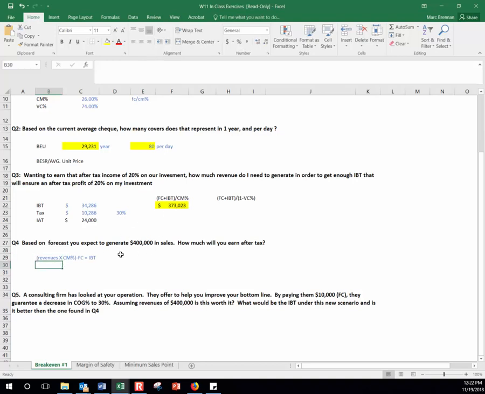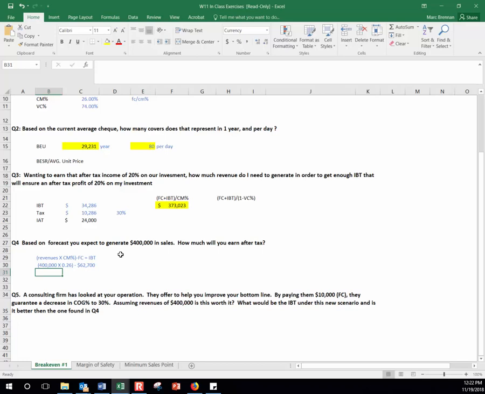Okay? So in this case, we're probably going to use 400,000, okay, times our contribution margin percent of 0.26 minus our $62,700.